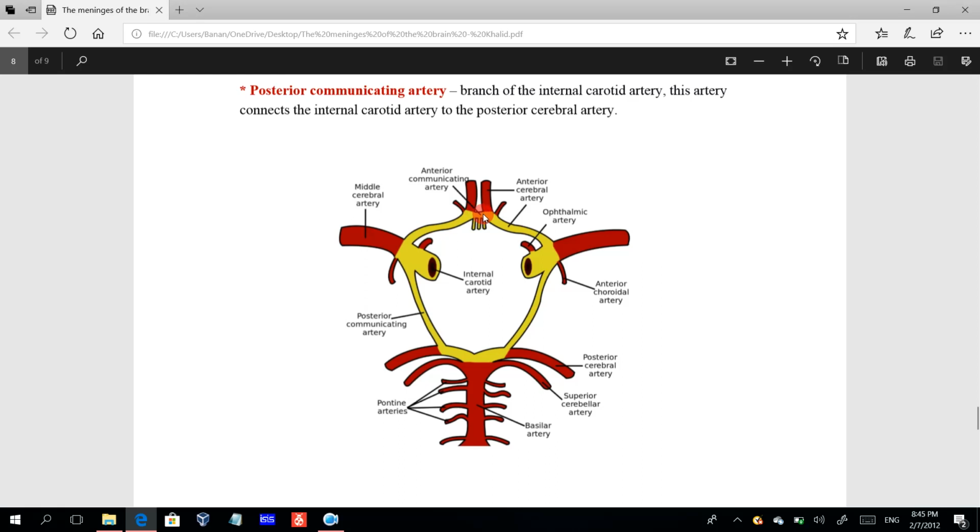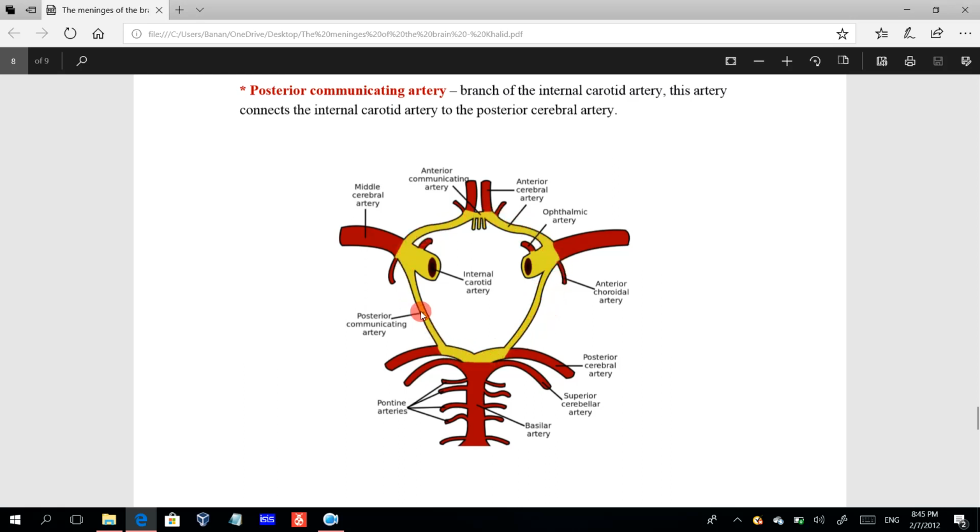So we have two communicating arteries. The anterior communicating artery connects the anterior cerebral artery on one side with the anterior cerebral artery of the other side. And the other communicating artery connects the internal carotid artery with the posterior cerebral artery, which is one of the terminal branches of the vertebral artery. So by these two communicating arteries, the anterior and the posterior, the circle of Willis will be formed.